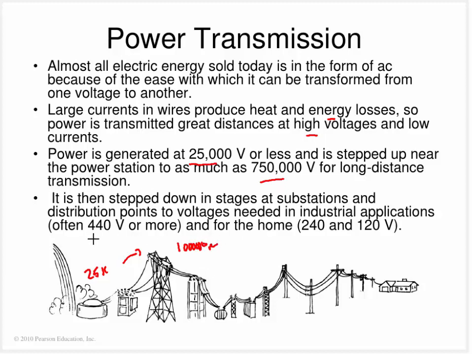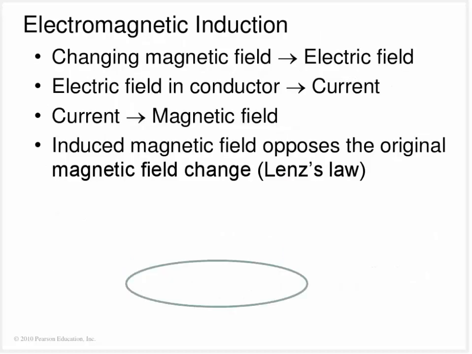Then it gets stepped down again, probably 440 or 240 to 120 inside of your house. Actually, your house probably gets 240 for most of the stuff. Some of the higher voltage appliances, like your dryer, probably run on 240. Again, the way that we do that is using transformers, a combination of step-up transformers and step-down transformers.